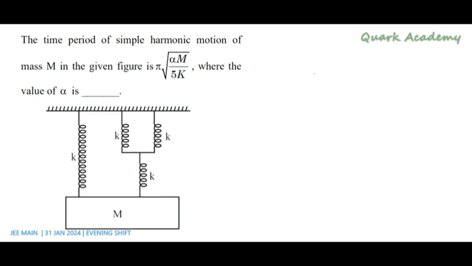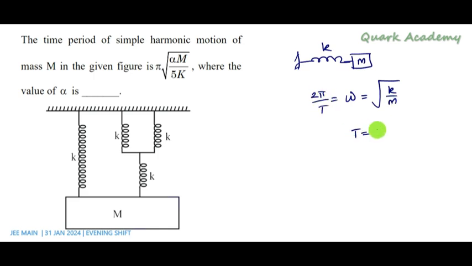We need to find the time period of this simple harmonic motion. So mass m is exhibiting simple harmonic motion. We need to find the time period. So if you have a simple spring mass system, let's consider this is spring constant k and it is connected with mass m. In this case, the angular frequency is written as root of k by m. Angular frequency is nothing but 2 pi by T. So time period we can write 2 pi root of m by k.